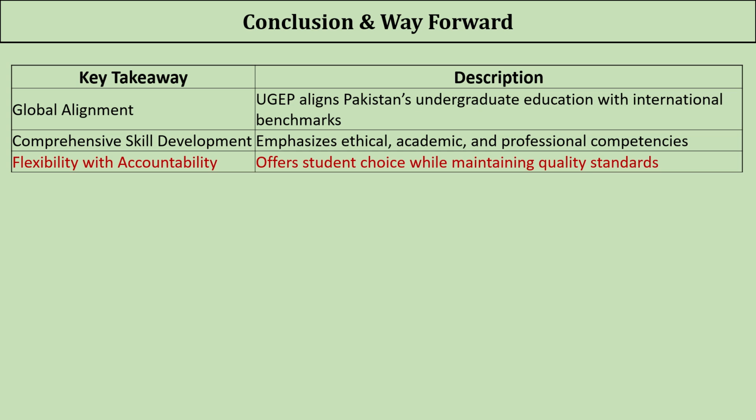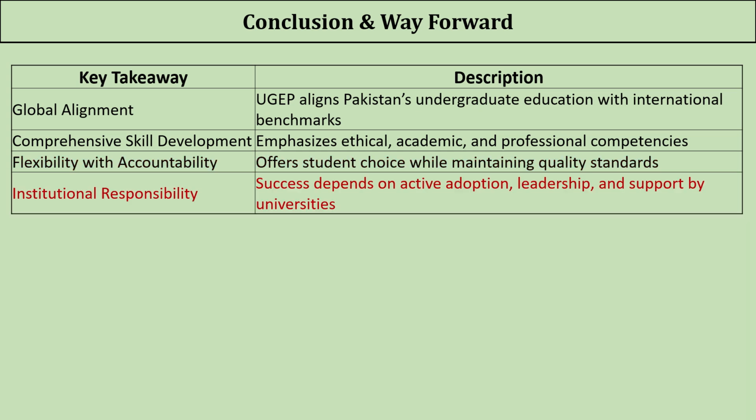Flexibility and accountability. Students have multiple pathways to explore academic interests, through minor or major programs, or combined disciplines. However, these options are framed within a system that protects academic integrity and graduate quality. Institutional responsibility. While UGEP provides the framework, its success depends on universities taking ownership, implementing changes, providing support systems, and upholding quality standards at every level. In conclusion, the undergraduate education policy is not just a change in format. It represents a complete transformation in mindset. It is a student-centric, flexible, and globally aligned model built for the realities of the 21st century.